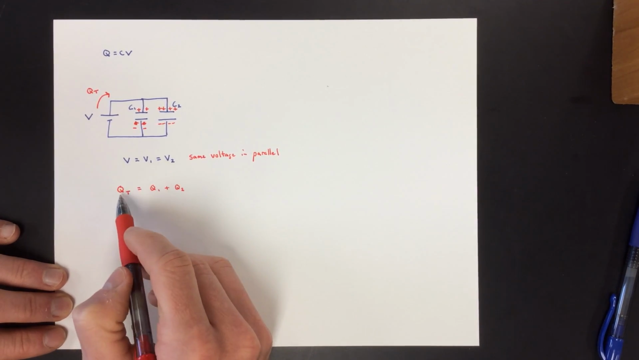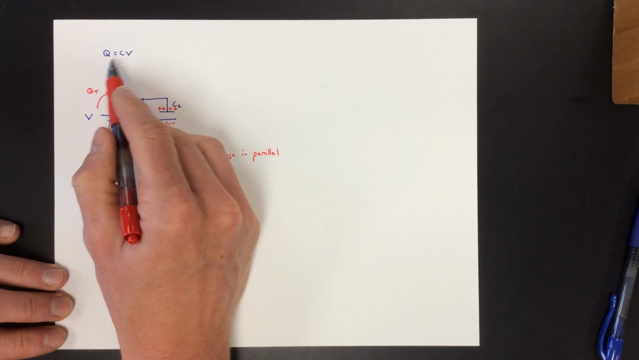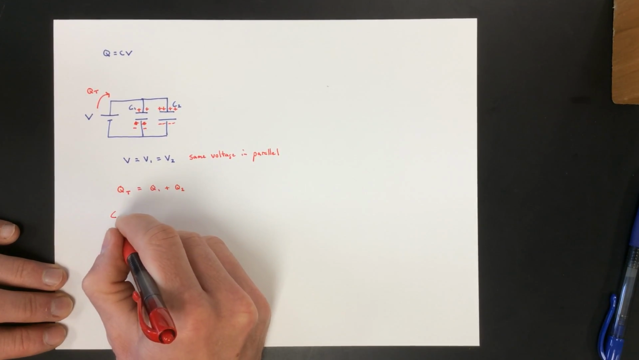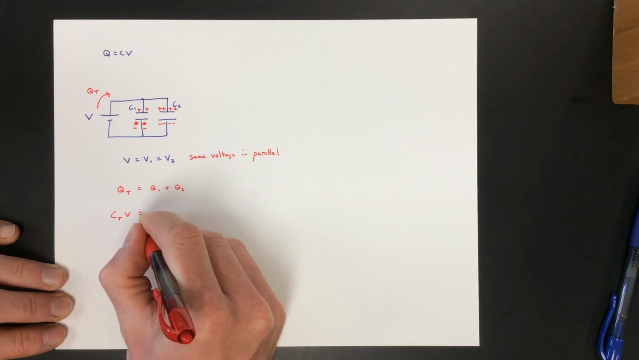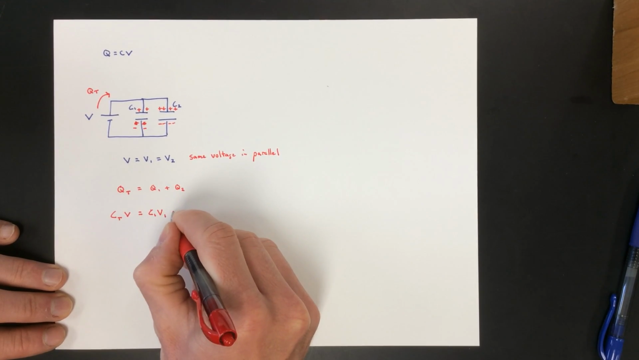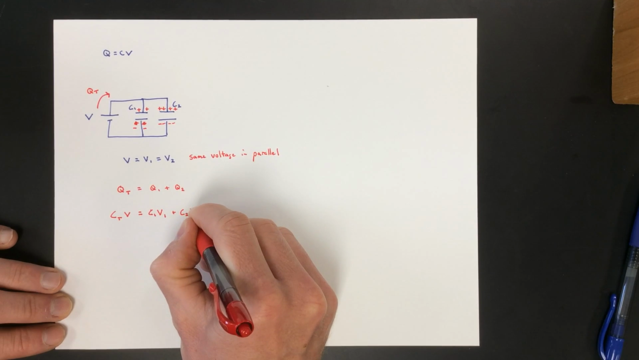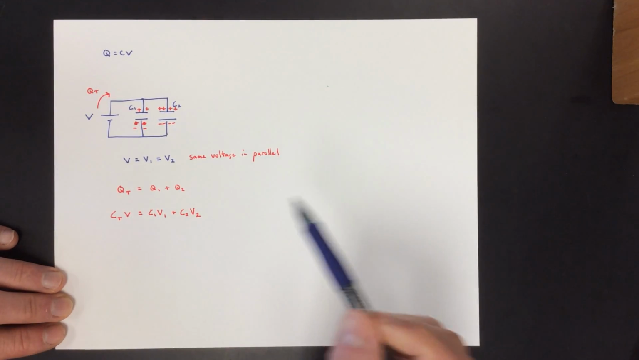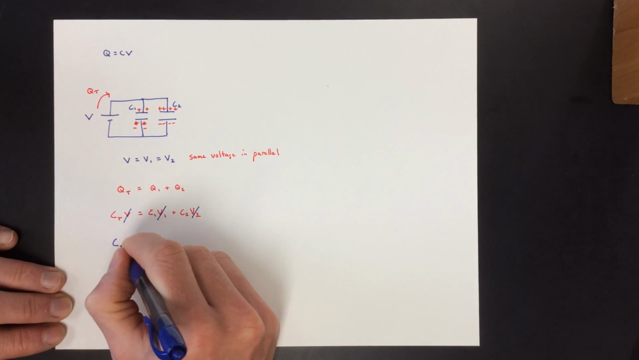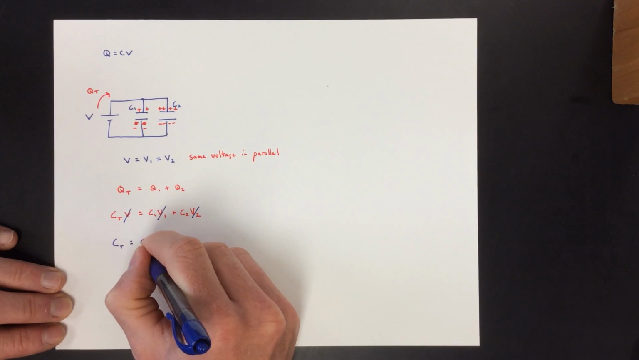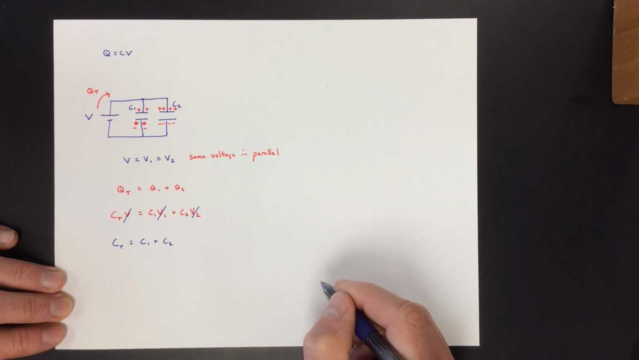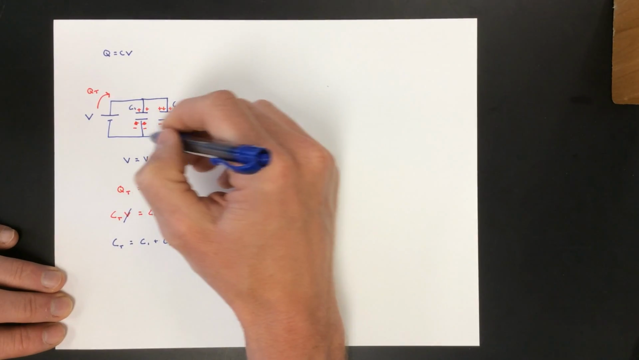But what can I do? Well, I can take the Q total and I can use this law that Q equals CV and say that the total charge comes from the total capacitance times the total voltage. Q1 is just C1 times V1. Q2 is just C2 times V2. But what do we know about all the voltages? They're the same. And so then the total capacitance, the total ability for this system to store charge, is just C1 plus C2.